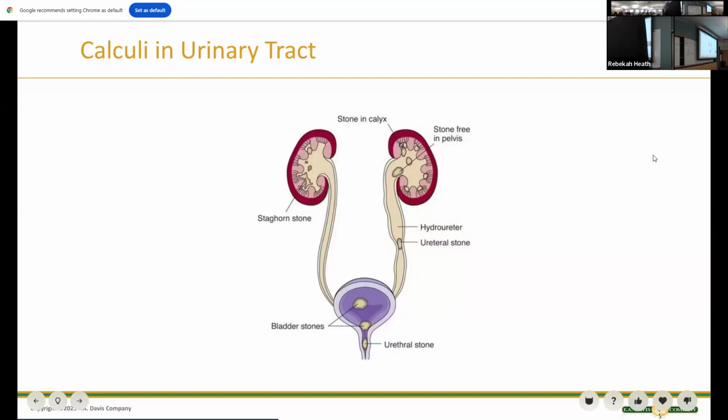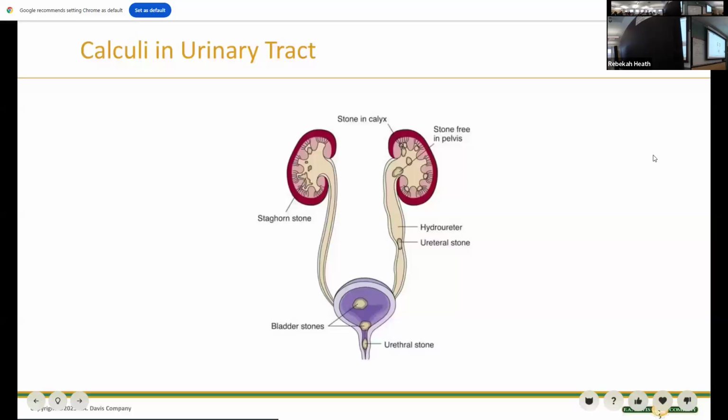The issue is when it blocks, right? A lot of times people will get kidney stones and they'll pass them, they'll go through. Sometimes people don't even know that they're passing a kidney stone. Sometimes they're bigger, they're painful, they know it hurts. The issue is when it starts blocking. So here you can see this ureteral stone and see how this ureter is so much bigger than this one. That's what that hydroureter looks like.